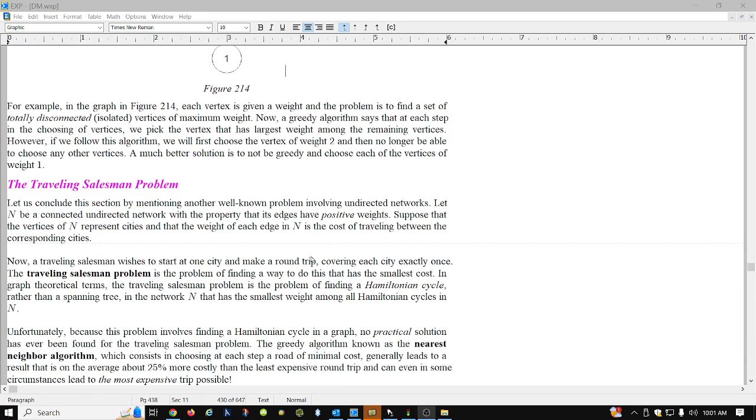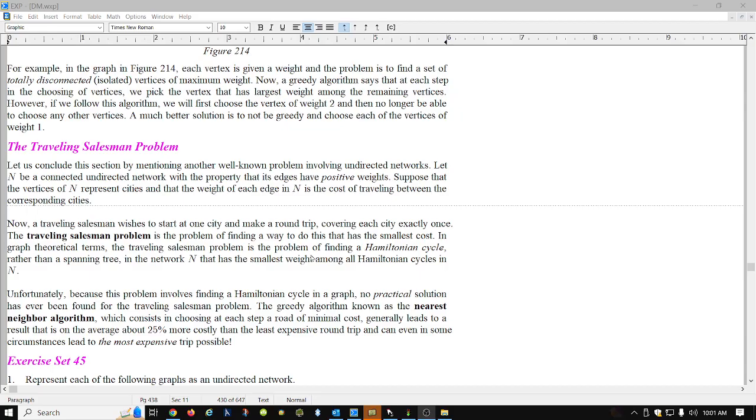I'm going to conclude this discussion of undirected networks with another kind of related but quite different, well-known problem that does involve undirected networks. So suppose N is a connected undirected network with the property that its edges actually have positive weight. And suppose that the vertices of N represent cities, and the weight of each edge is the cost of traveling between the corresponding cities. Could be air travel, train travel, bus travel, car travel, UPS, FedEx, all kinds of things, U.S. Post Office. In that case, it wouldn't be cities, it would be neighborhoods or houses or something. But this is a problem of very widespread importance.